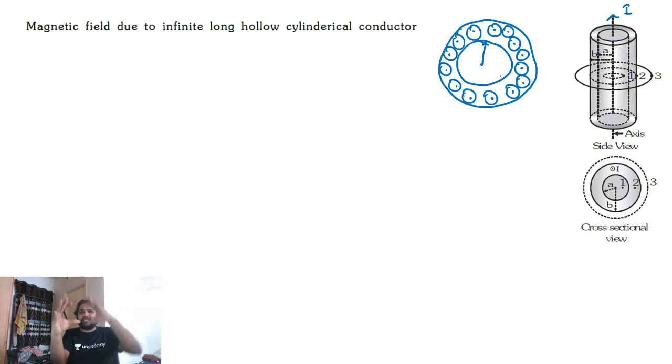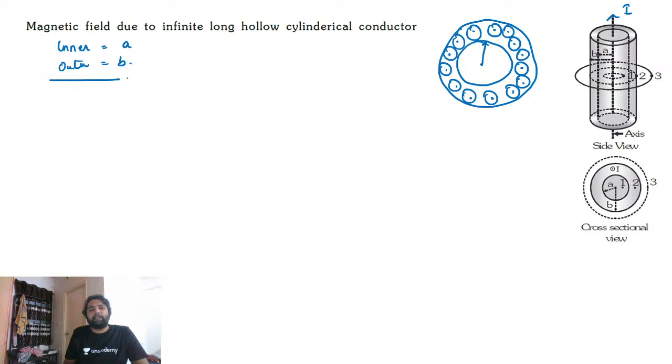I hope it's clear. There is current flowing everywhere across the cylinder like this. There is a cylinder. Inside there is no current. Outside there is no current. Only in this particular hollow part there is current. We are taking the inner radius to be A, and the outer radius to be B. Inner radius क्या है? A है. Outer radius B है. So again here also there is current I flowing.